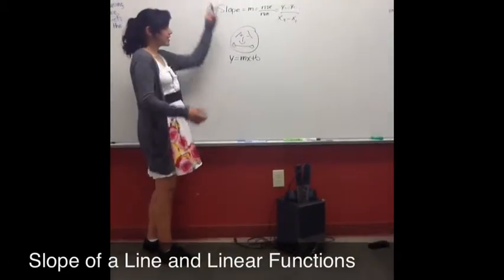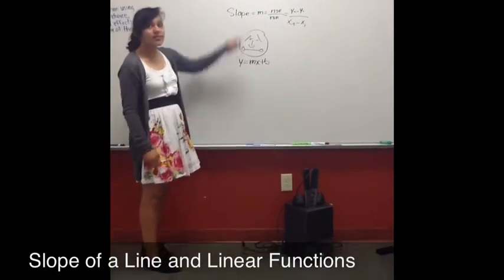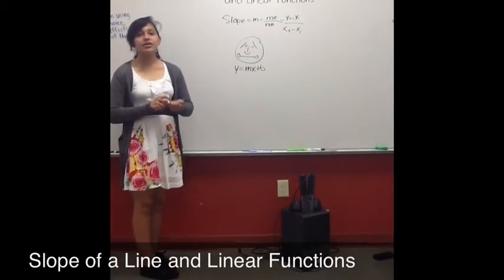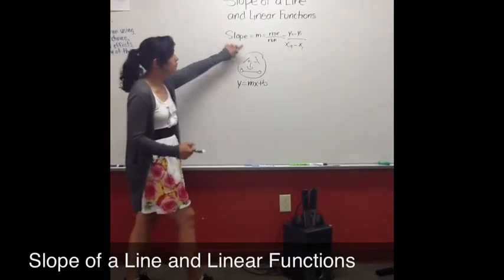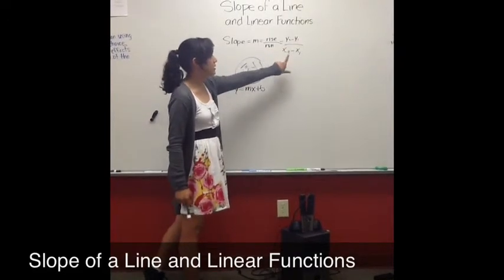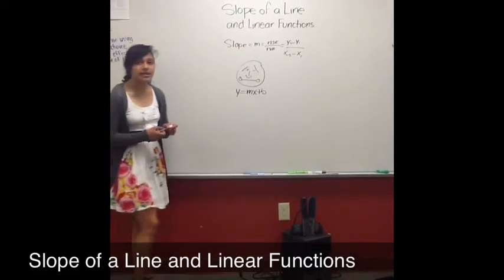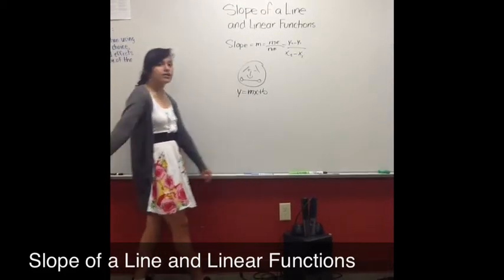Our last topic is going to be slope of a line and linear functions. Slope is the ratio of the line's vertical change, called rise, to its horizontal change, called run. Slope equals m, which equals rise over run, and equals y2 minus y1 over x2 minus x1. If the slope rises, it is positive. If it falls, it's negative.